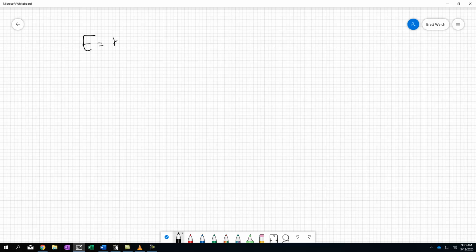I think one of them is KQ over R. That's the electric field a certain distance away from a point charge. Yeah? Isn't it R squared? Thank you. I'm trying to go off of memorization and I don't have them all memorized. So if you see any other errors, let me know.